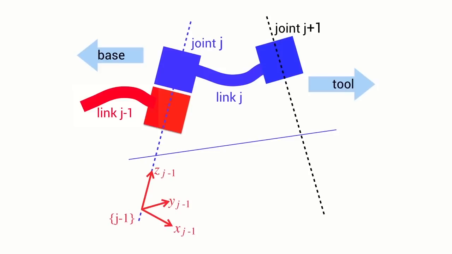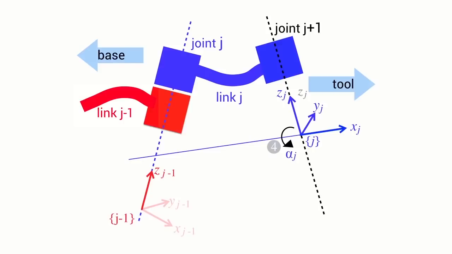So here we have in red link J-1 and the coordinate frame attached to link J-1. First thing that we're going to do is to rotate that coordinate frame around its z-axis by an amount theta j. Now we rotate the axis. The next thing we're going to do is to translate that coordinate frame along the z-axis by an amount d, and then we're going to translate it along the x-axis by an amount a, and finally we're going to rotate it around the x-axis by an angle alpha. And now it looks like this. So we have moved from the frame J-1 to the frame J by applying 4 elementary transformations, 2 translations and 2 rotations.